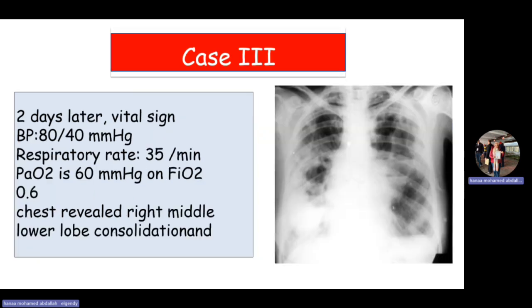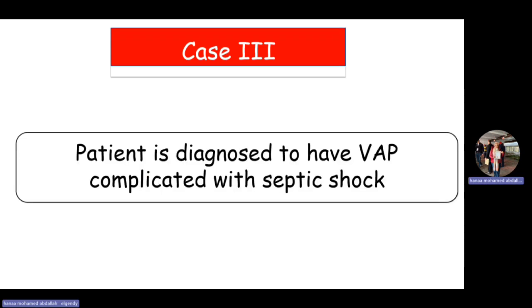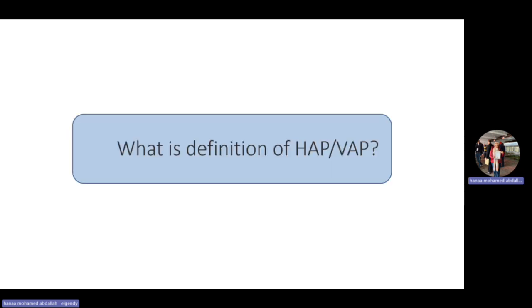2 days later, the heart rate was 80, blood pressure was 80 over 30, the patient was tachypneic, hypoxic, and chest X-ray revealed right middle lobe consolidation. This patient was diagnosed to have VAP complicated with septic shock. So, what is the definition of HAP and VAP?